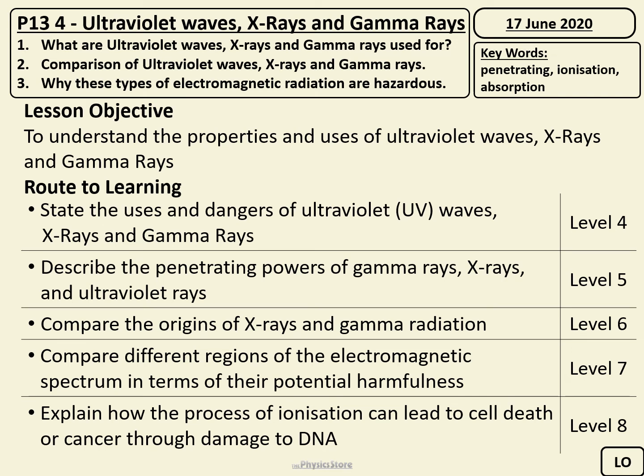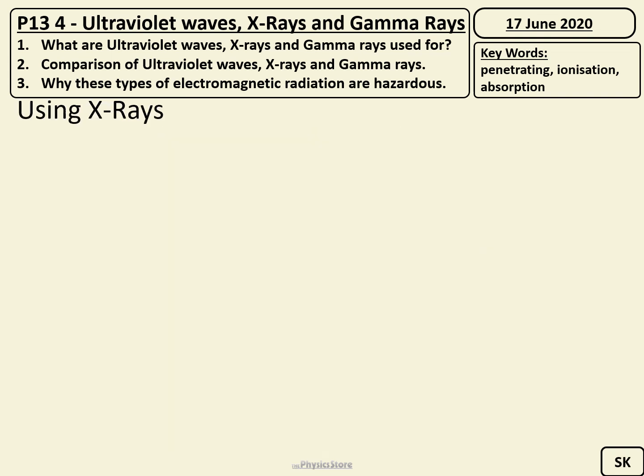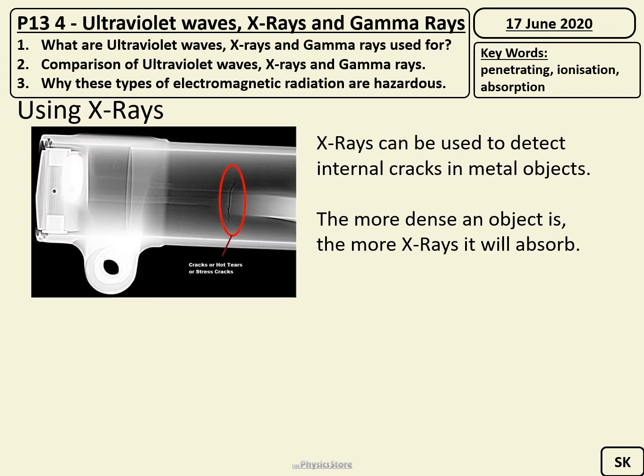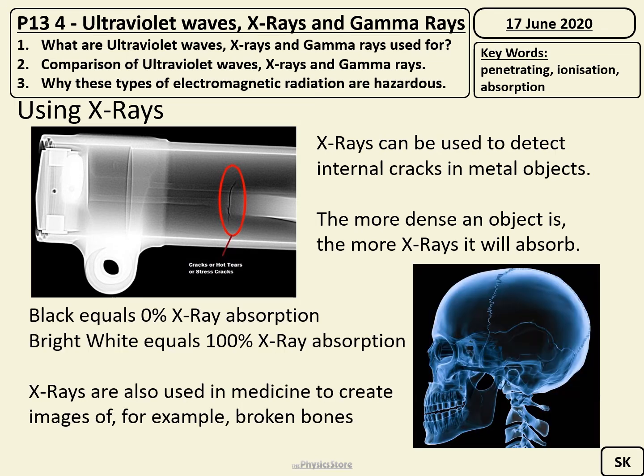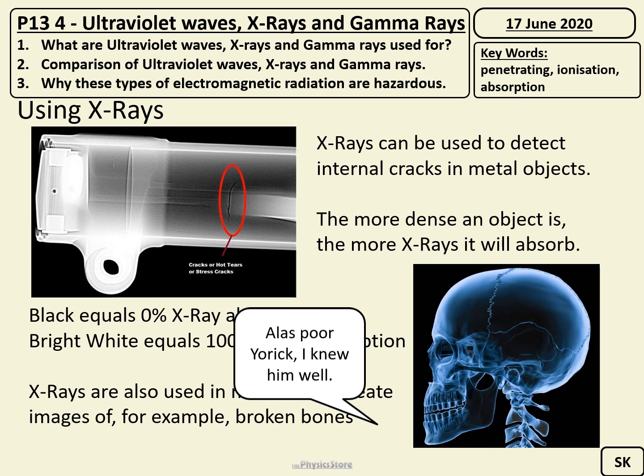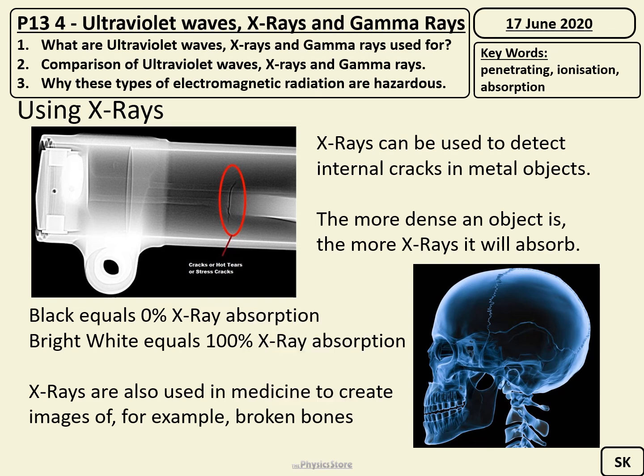So far we should have covered grades 4 and grades 5. We're now going to move on to grade 6. Using X-rays. Most students forget that X-rays can be used to detect internal cracks in metal objects. The more dense an object is, the more X-rays it will absorb. Black equals 0 X-ray absorption. Bright white equals 100% X-ray absorption.